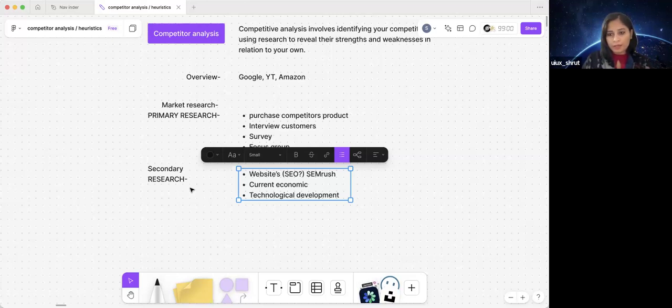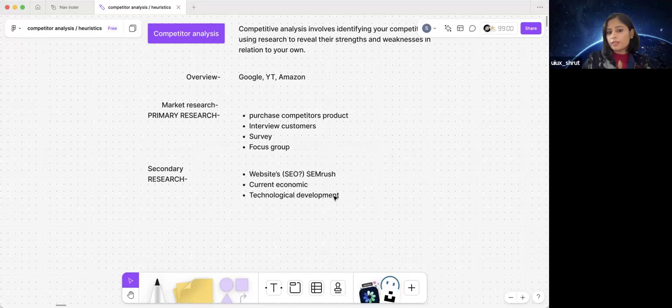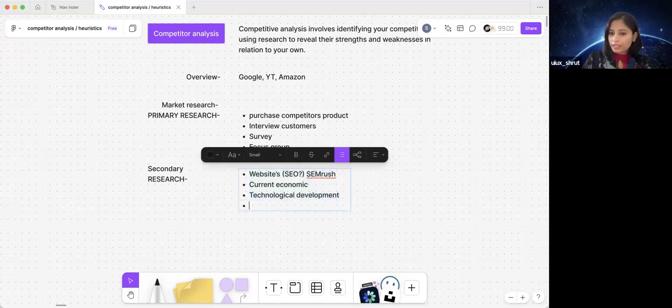Even ChatGPT right now is a very good example of technological development. Even if you want to use AI to create a website, that's a technological development. You use Dora for that, you use Wix Studio for that, you use Creative AI for that. All these tools are technological development, right? So you study about that also.